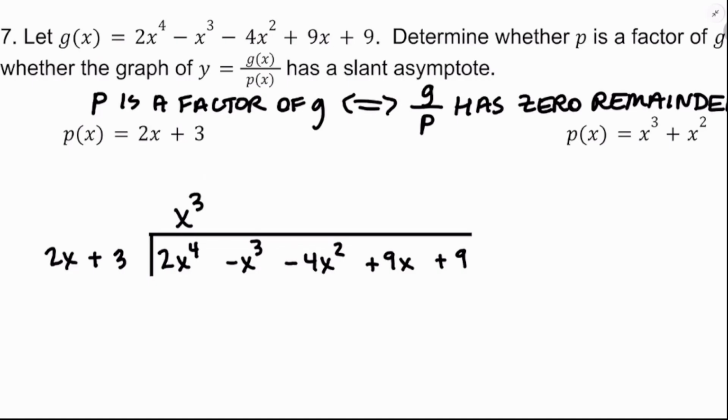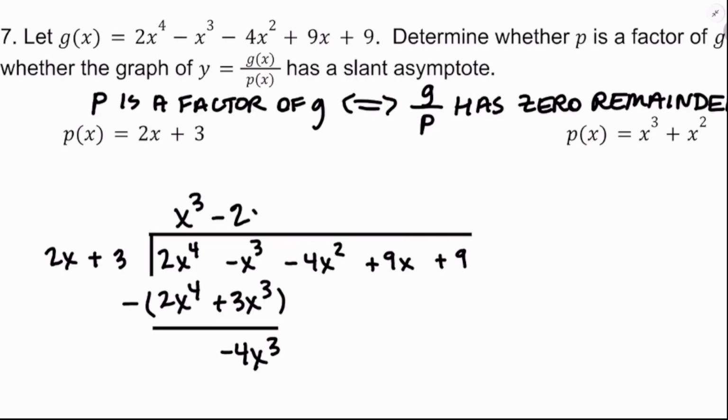Then I multiply that down. x to the 3 times 2x, 2x to the 4, positive 3x to the 3. I'm going to subtract both of these things, and then, let's see, I get 0 and negative 4x cubed. Okay, so 2x times what is negative 4x cubed? That would be negative 2 and an x squared.